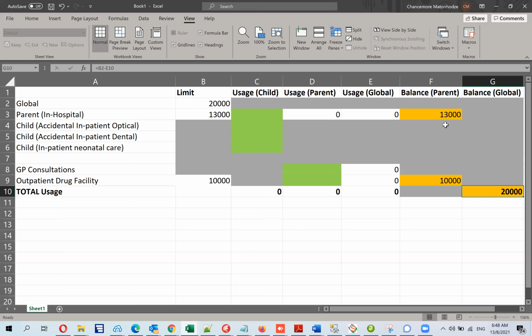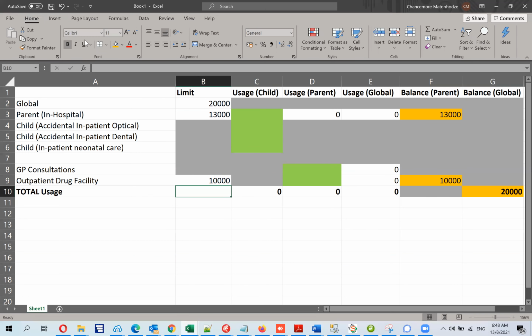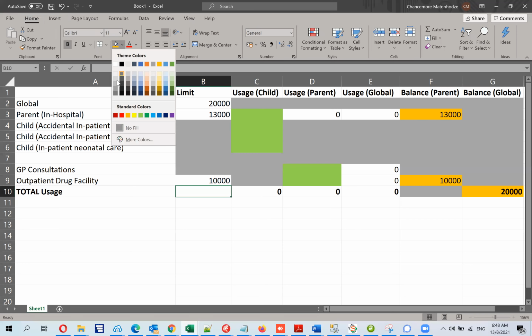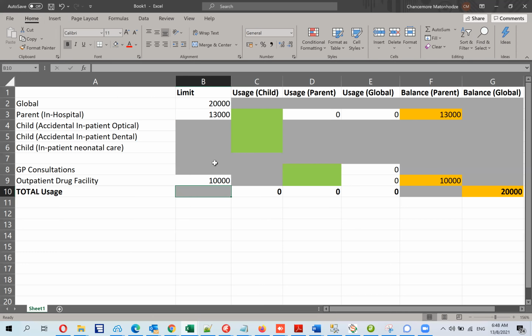All right, so scenario. Right now, we are at the opening of the policy period, and the full allocations are still available. So you find that these figures here on the balance level are the same as the limits. That's because we are beginning the policy period and there's nothing which has been exhausted yet. There's nothing which has been used yet.